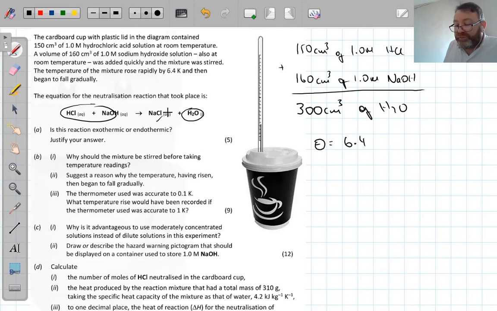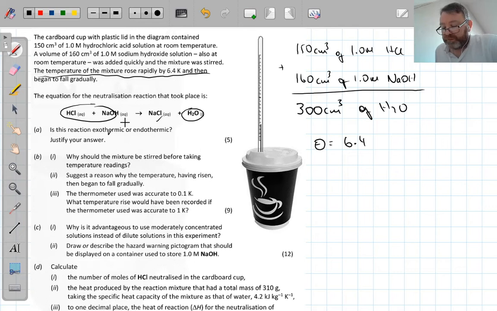Okay? Is this reaction exothermic or endothermic? And justify your answer. Well, go back here. What does it say on this line? The temperature of the mixture rose. So if something gets warmer to the touch, it's obviously exothermic. And that's all you've got to say. It's exothermic because there was a rise in temperature. And if your thermometer registers a rise in temperature, something is giving out energy. So that's exothermic.